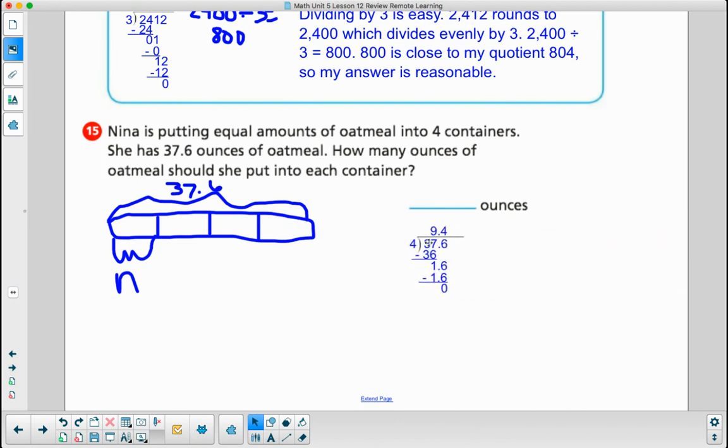3 doesn't divide by 4. 37 divided by 4 would be 9. 9 groups of 4 are 36. 37 subtract 36 was 1. I brought down my 6/10. 16 divided by 4 is 4, so 1 and 6/10 divided by 4 is 4/10. 4/10 multiplied by 4 is 1 and 6/10. I had 0 remaining. So my answer is 9 and 4/10. They labeled it for me.